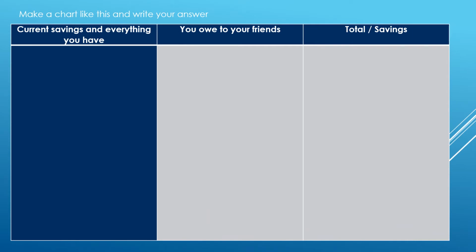Okay, make a chart like this and write your answer. Lagyan mo yan dyan. Like for example, current savings and everything you have. Okay. So, ano bang meron ako? Sapatos. Okay. Magkano ba yung presyo ng aking sapatos? Pagpalagay natin 1,000. Ang laki naman ito. Siguro branded yung sapatos ko. Okay, yan.